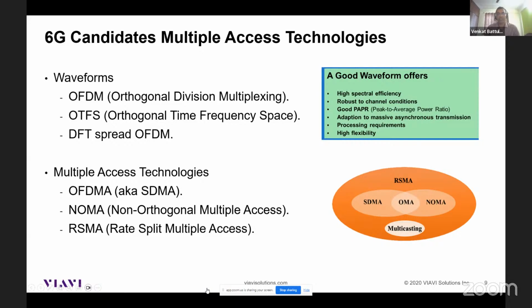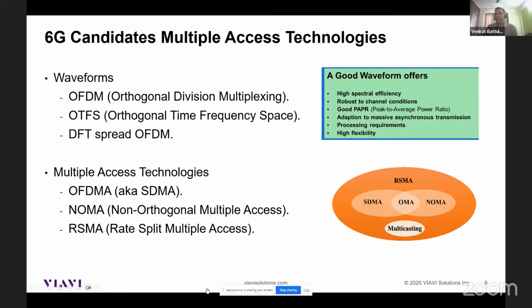Again, OFDM resources are divided among multiple users, called OFDMA, also called SDMA, and another important one is NOMA. This is the one making some noise in the research area now. NOMA was also there in 5G as part of research, but it never got into specifications, for reasons well known to the community. The other one we are thinking about is RSMA, rate split multiple access.